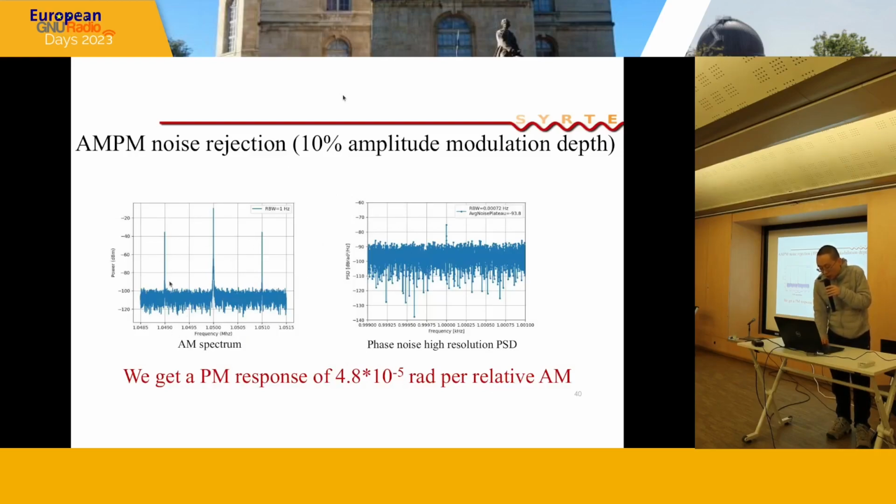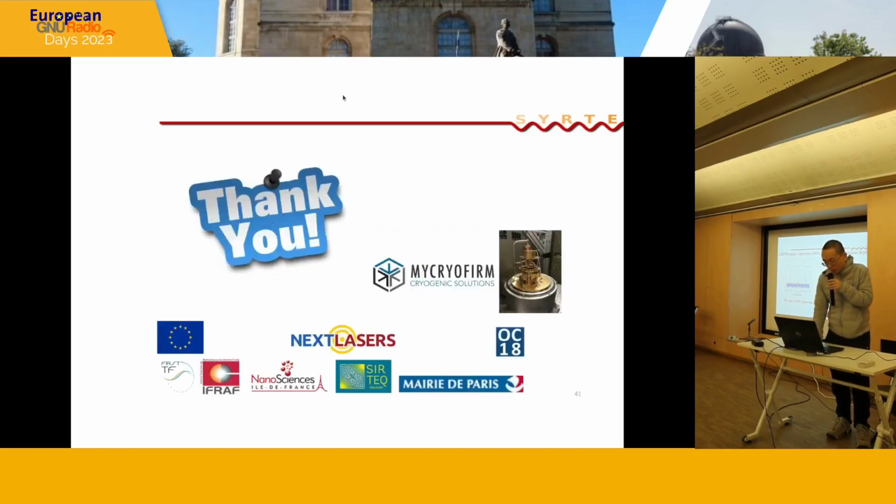Here is the amplitude modulation spectrum with 10% amplitude modulation depth. And here is the converted phase noise plot at 1 kilohertz. And after calculation, we get a PM response of 4.8 times 10 to the minus 5th power rad per relative amplitude modulation, which is a relatively good value. And that's all. Thank you.